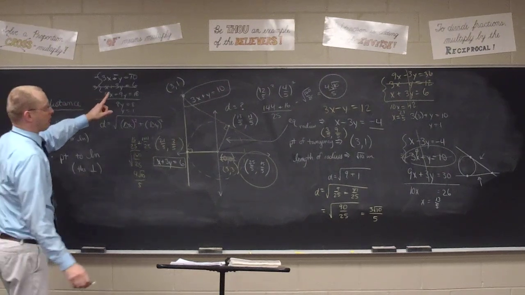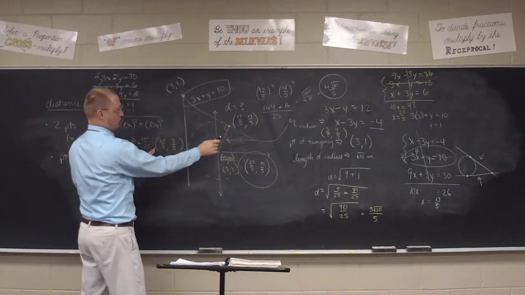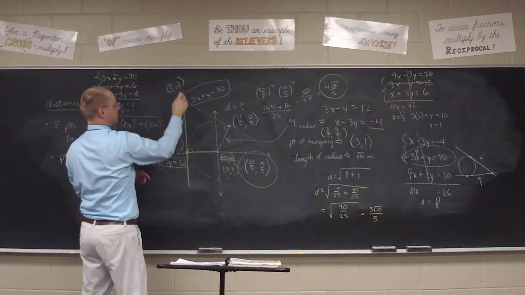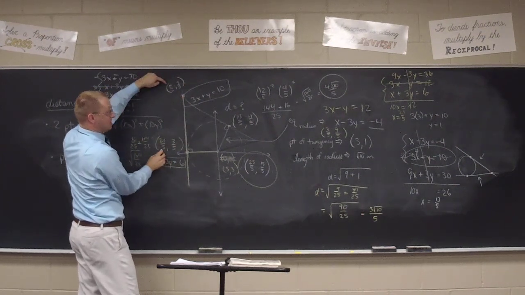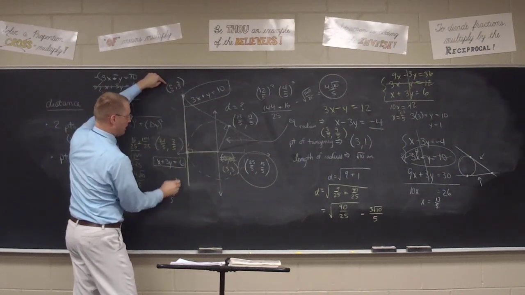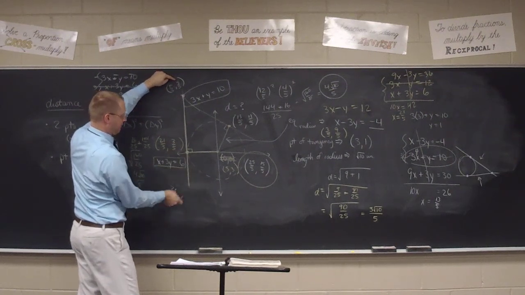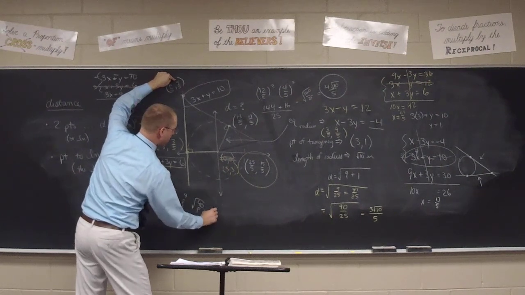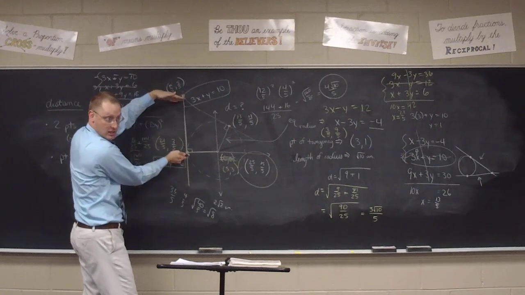3, 1. Now, these points of tangency are in terms of fifths, though. So I want to think 15 fifths, 5 fifths. What's the distance to the point of tangency? Change in x? 6 fifths squared, 36 over 25. Change in y? 2 fifths squared, 4 over 25. I'm getting the square root of 40 over 25, or the square root of 8 over 5, or 2 square root of 2 over 5 units. That's how long this tangent is.